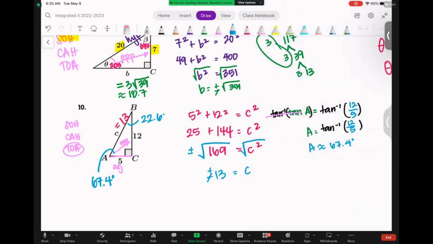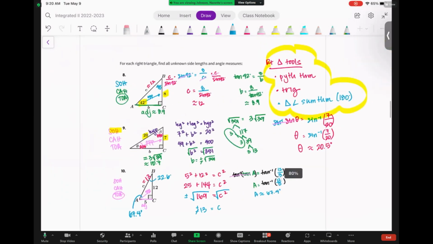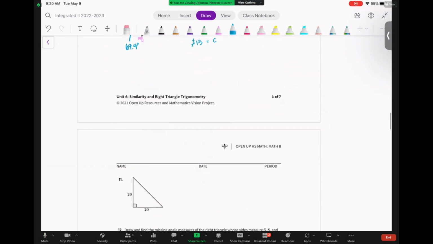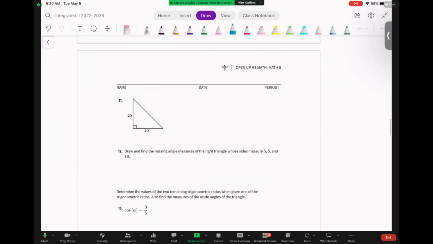Okay. So you should be coming up with strategies. If they give me two sides, I'm going to be using the Pythagorean theorem first. If they give me the opposite side and the hypotenuse, I'm going to be using sine and sine inverse. Okay. A couple more problems here.